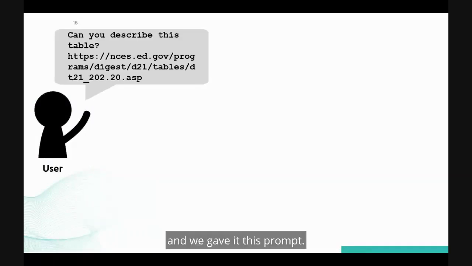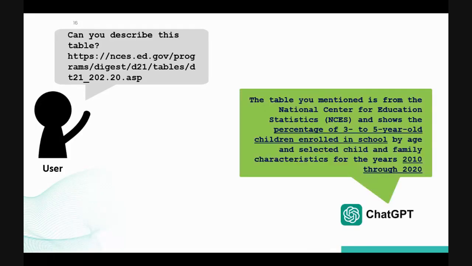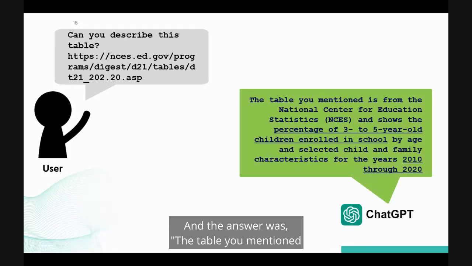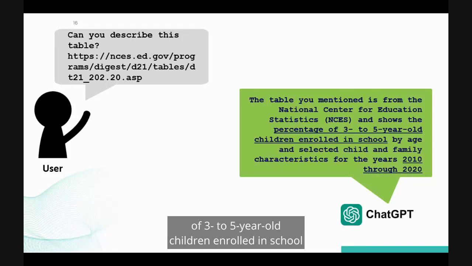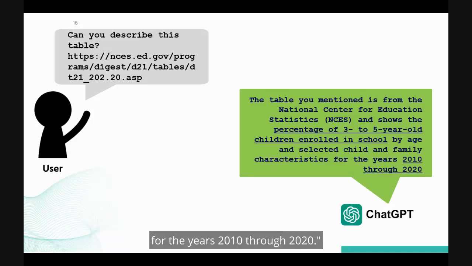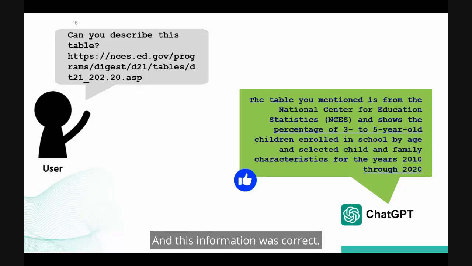And we gave it this prompt: Can you describe this table? And we gave it the URL to the specific digest table that we just showed. And the answer was, the table you mentioned is from NCES and shows the percentage of 3 to 5-year-old children enrolled in school by age and selected child and family characteristics for the years 2010 through 2020. And this information was correct.